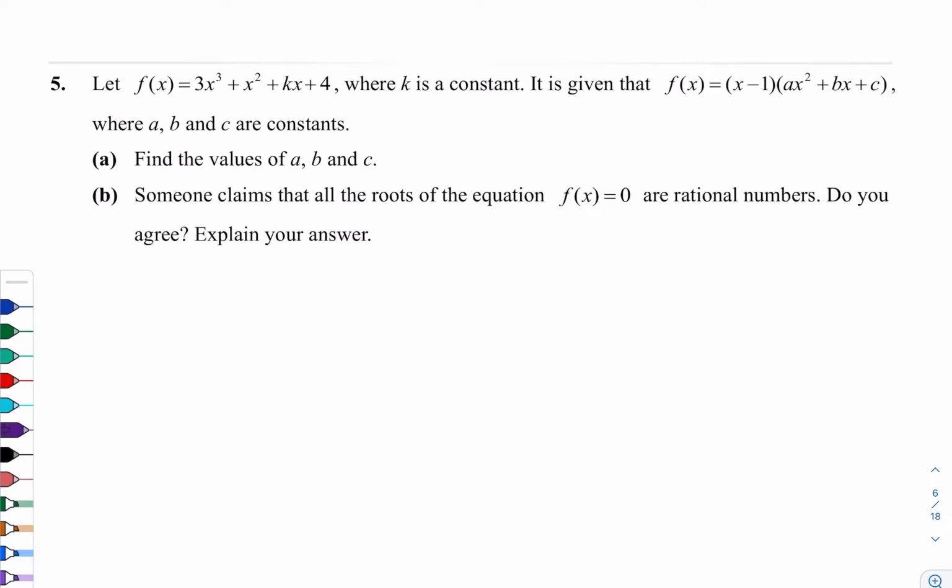I hope I can finish this question within the next 8 to 9 minutes because the bell will ring and then the class will be noisy.